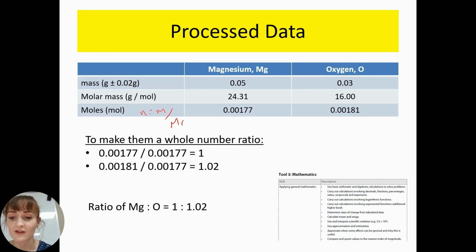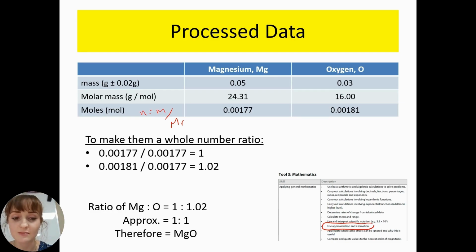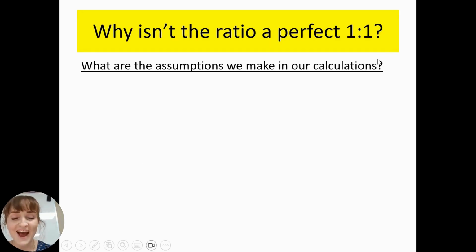Now that I know that they're in the ratio of 1 to 1.02 for magnesium to oxygen, I can approximate that to a ratio of 1 to 1. And therefore I can conclude that the formula is MgO. Notice how this can be linked to Tool 3 mathematics, where you know how to use approximation and estimation when it's appropriate. After that, you need to discuss why the ratio isn't the perfect 1 to 1 MgO ratio that you would expect.